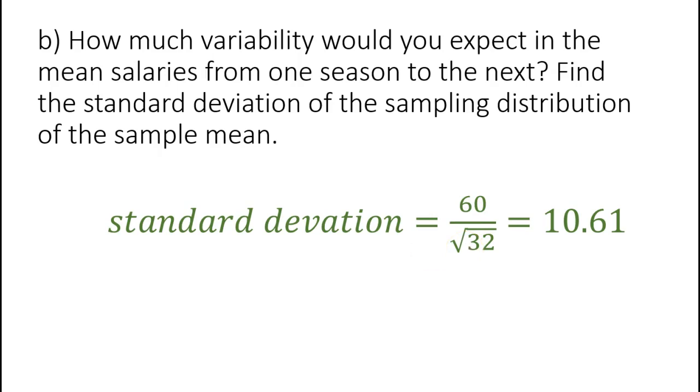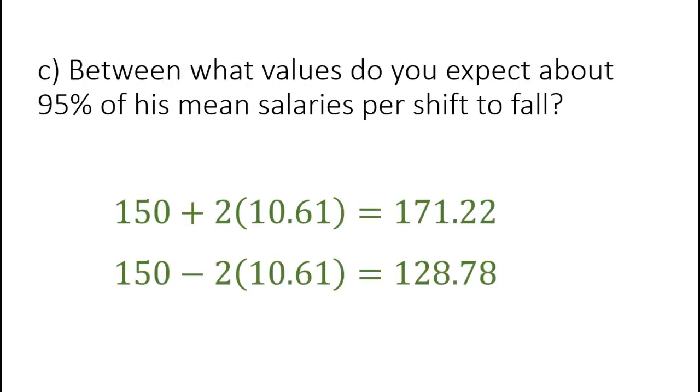Between what values do you expect 95% of his mean salaries per shift to fall? Well, again, we can apply our empirical rule. Recall that the empirical rule tells us that 95% of the values fall within 2 standard deviations of the mean. So here we have the mean plus or minus 2 standard deviations.